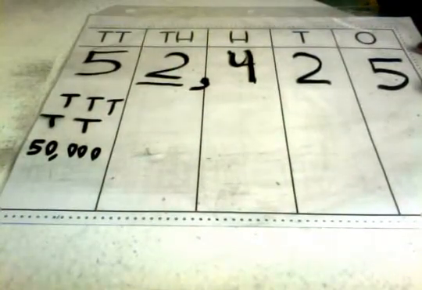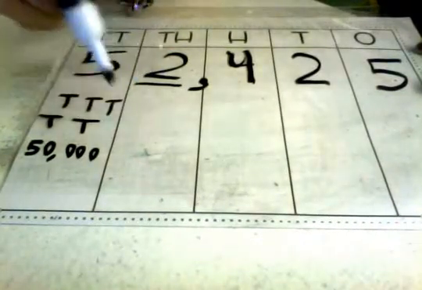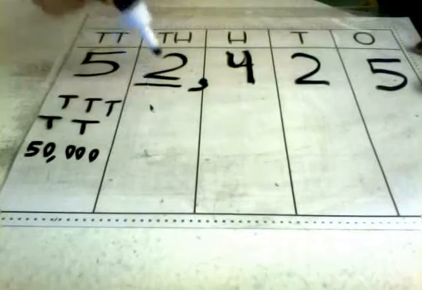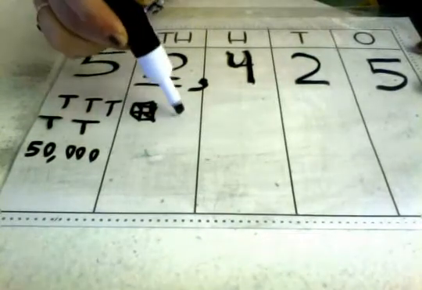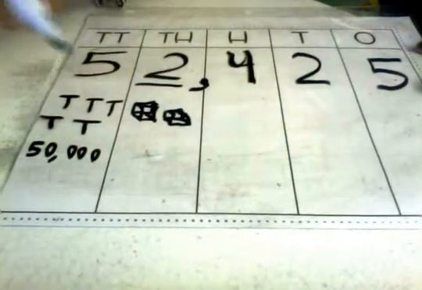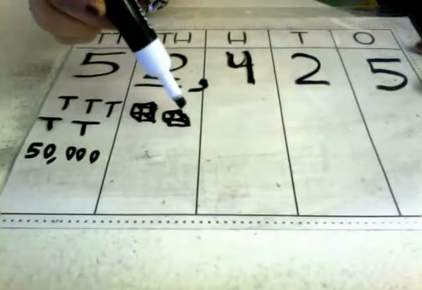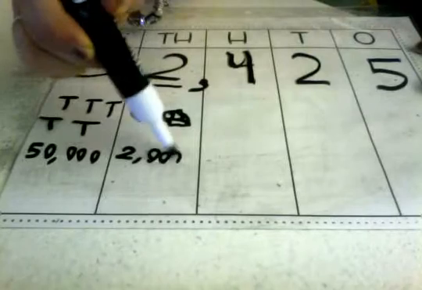Now let's take a look at this 2 here. What place value is it in? The thousands. So we're going to count by thousands. So we have to draw 2 cubes. 1, 2. Okay, so count by thousands. 1,000, 2,000. So we put a 2 and our 3 zeros.